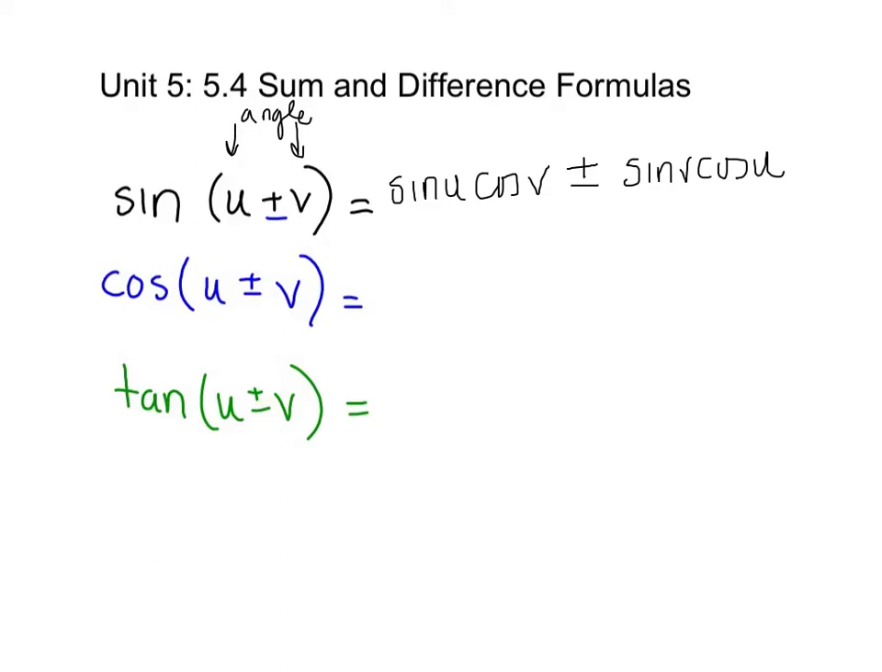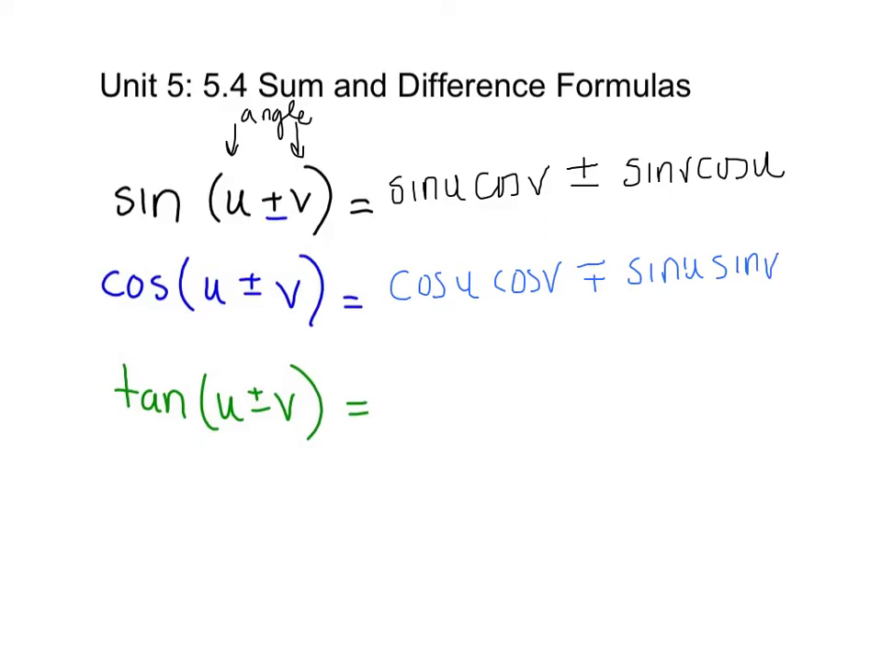Now for cosine, cosine is the same thing, except that it has cosine of the first, cosine V, and then it has the opposite sign. Right? So if this is a plus, then this will be a minus, and if it starts out minus, it will be a plus, and then you just have the sine of the angles on the other side. So sine U, sine V on the other side.